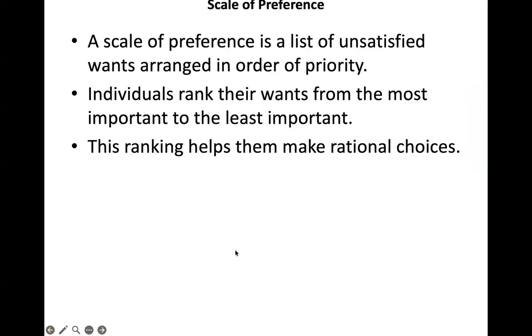Our next concept is the scale of preference. Because we have limited resources, we need to list our wants in order of preference. Listing your wants in order of preference is known as scale of preference. So the scale of preference is the list of unsatisfied wants arranged in order of what? Priority. Individuals rank their wants from the most important to the least important. This ranking helps individuals to rationalize their choices.